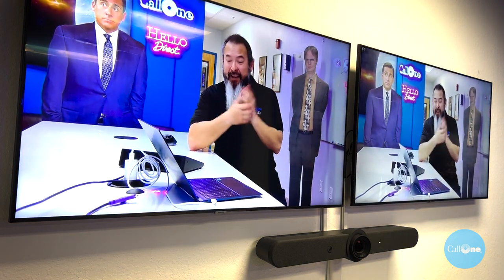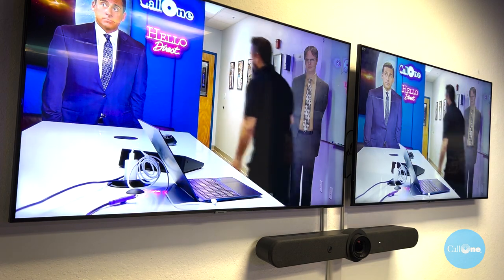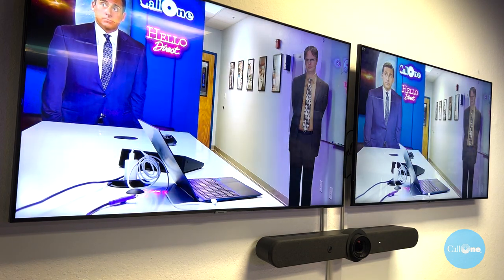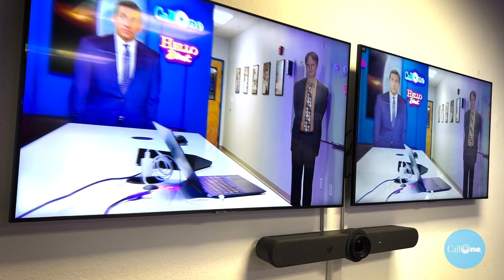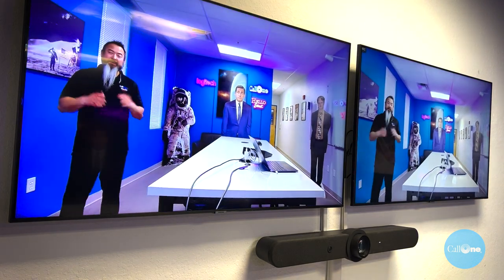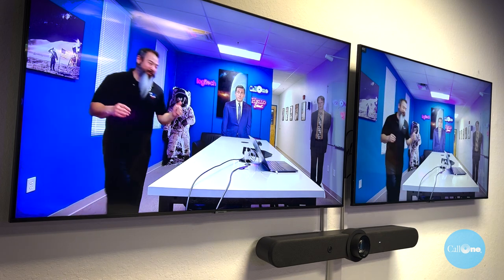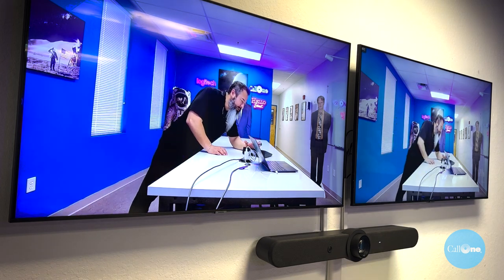And so this is auto framing, and if I move, it's going to change. So if I come over to this side of the room, the Rally Bar is going to reassess what's going on, where the players went, and it's going to do its level best to frame us all in the same space.